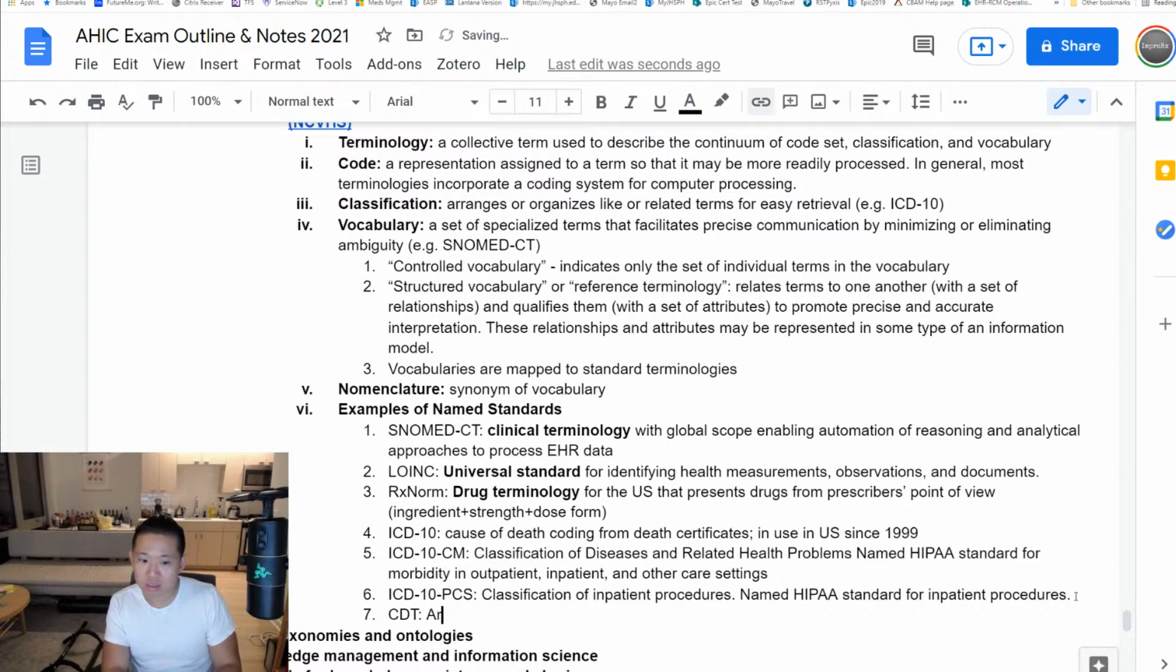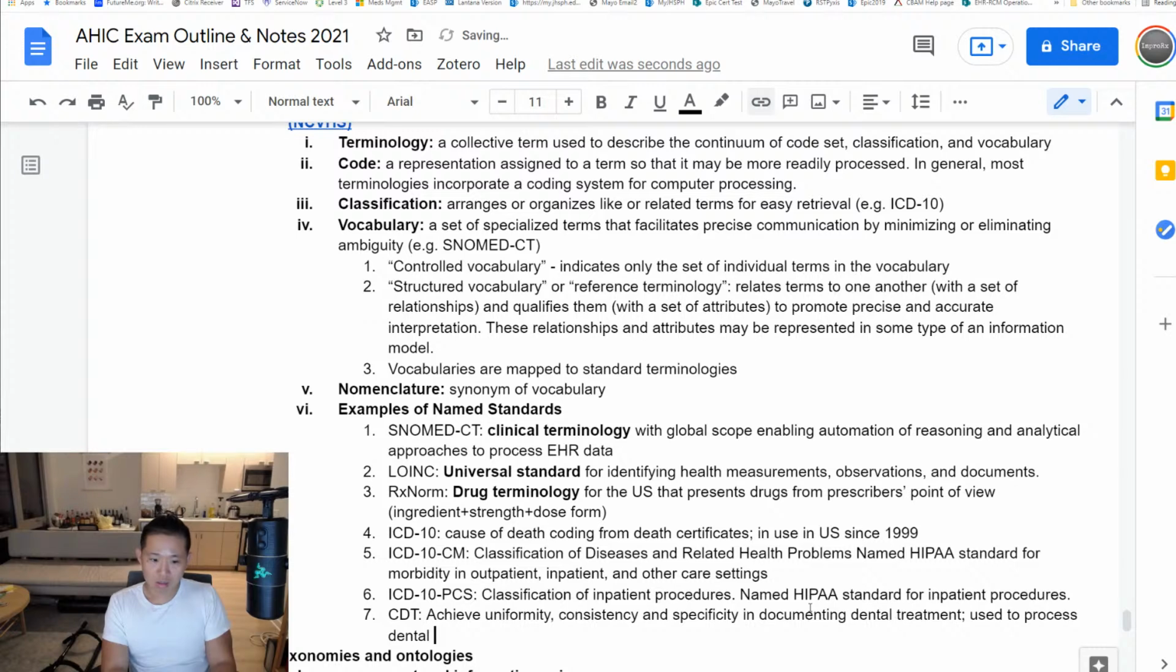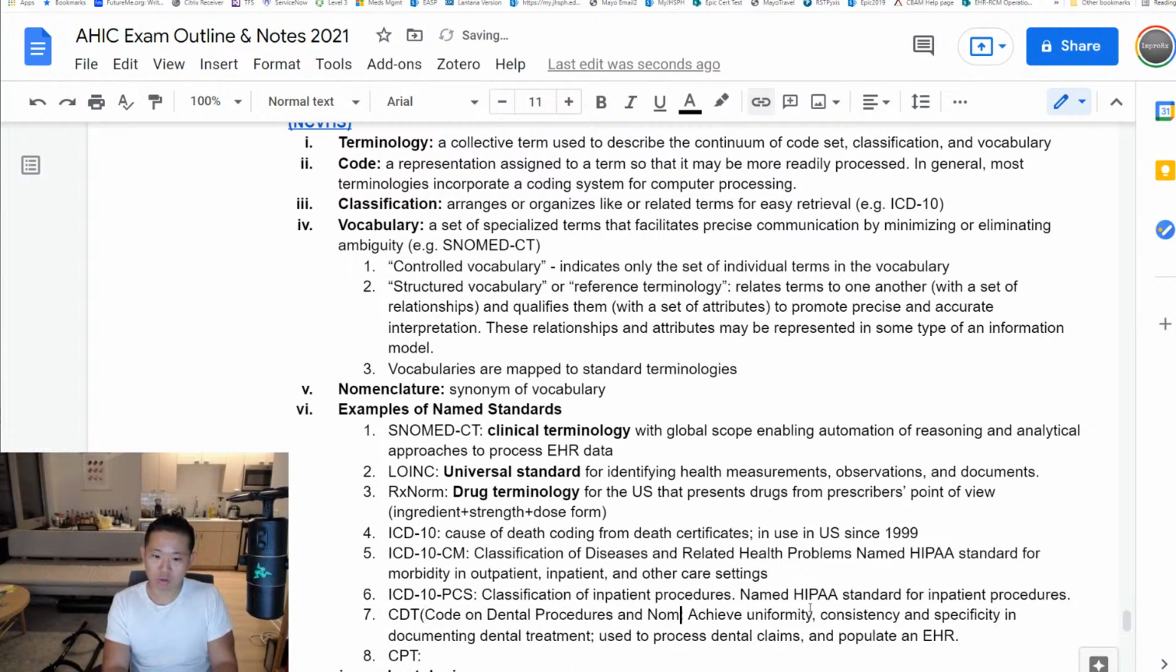CDT is to achieve uniformity, consistency, and specificity in documenting clinical treatment. This is really small. Oh, I didn't know there was one specifically for dental stuff. That's interesting. I should probably write the things down. So I'm going to write code on dental procedures and nomenclature.